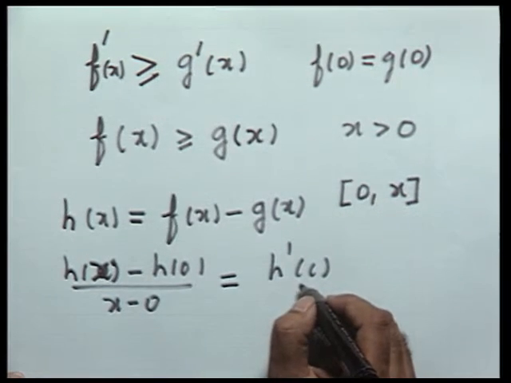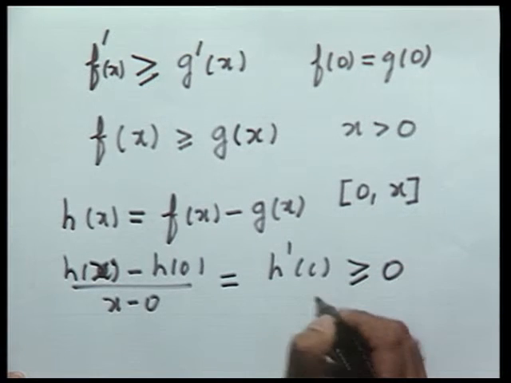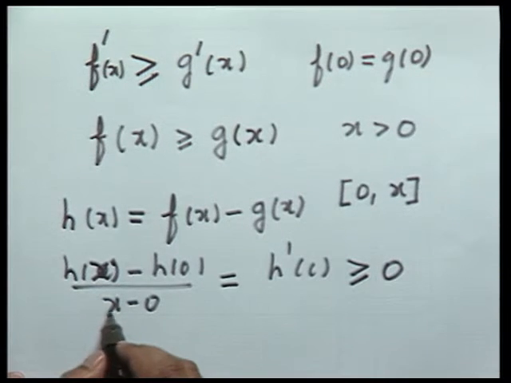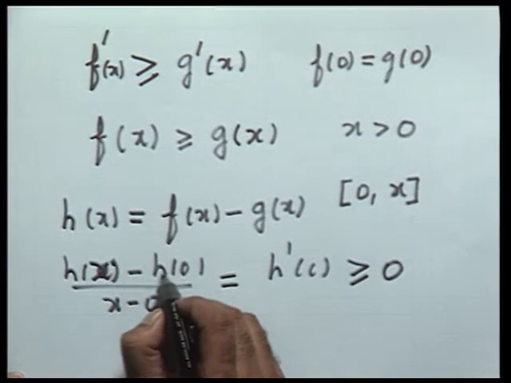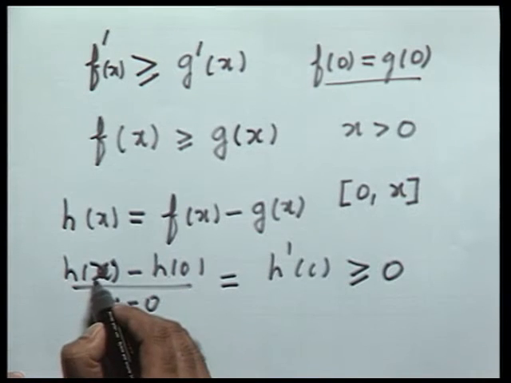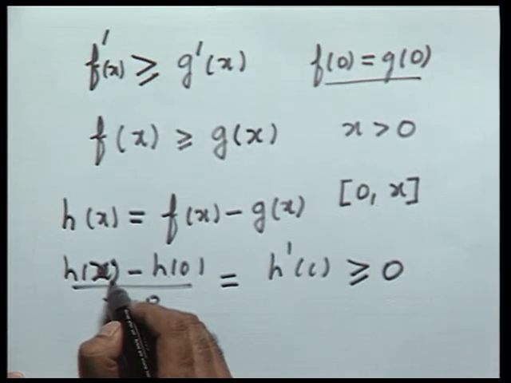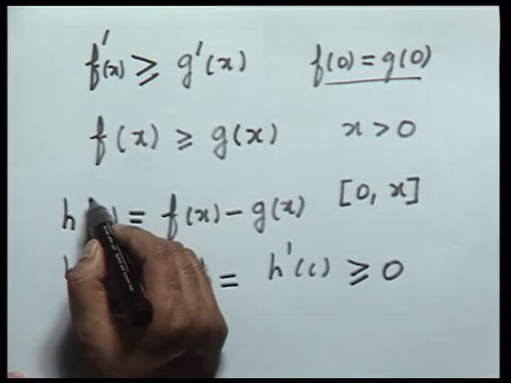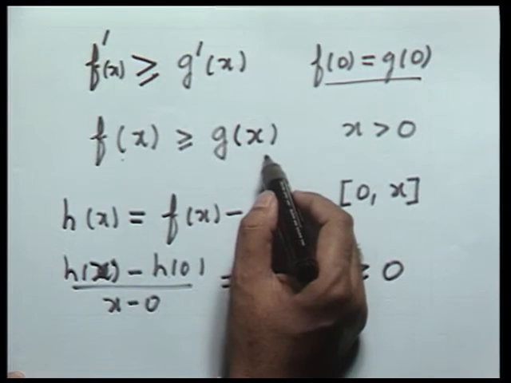and h prime c will be nothing but f prime c minus g prime c, which because of this condition will be greater than or equal to 0. And so, because x is positive, I will find h of x is greater than or equal to h of 0, but h of 0 will be 0 because of this criteria. So, h of x is non-negative, and therefore, h of x being f x minus g x, I will get f x minus g x is non-negative, which means f x is greater than or equal to g x.